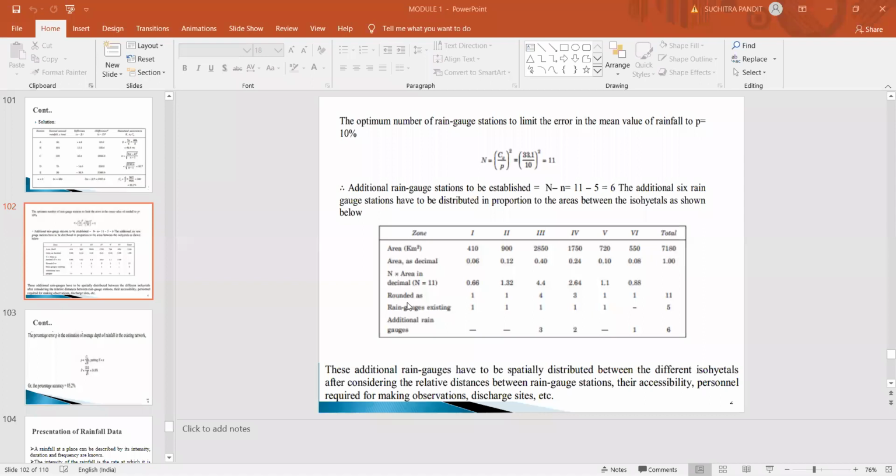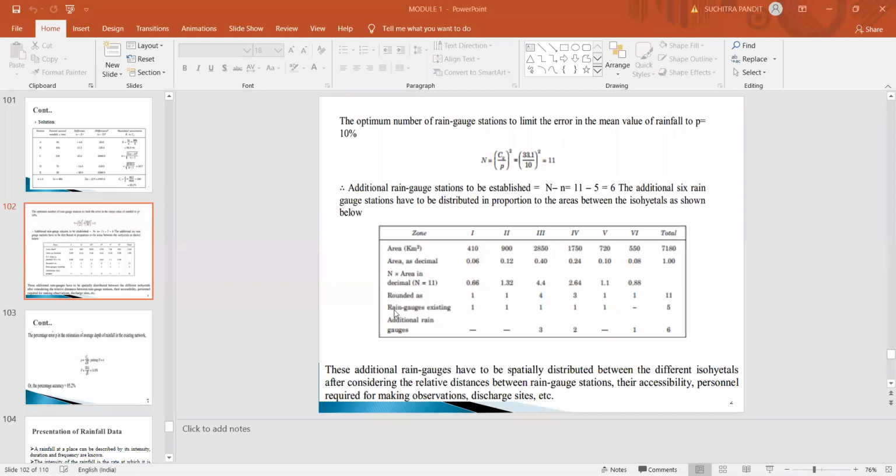Now you can round off these numbers to the nearest whole number. Here 0.66, the nearest is 1. It is 1.32, less than 1.5, so you can take it as 1. This is 4.4, you can take it as 4. It is 2.64, you can take it as 3, then 1.1 is 1, and 0.88 is 1. If you add all this, it is equal to the optimum number of rain gauges, that is 11.